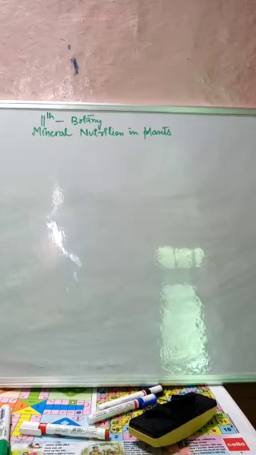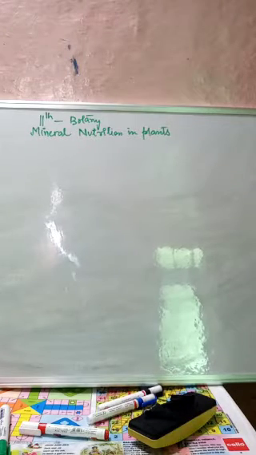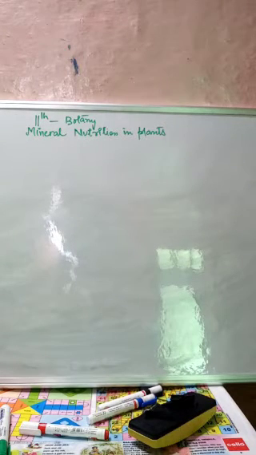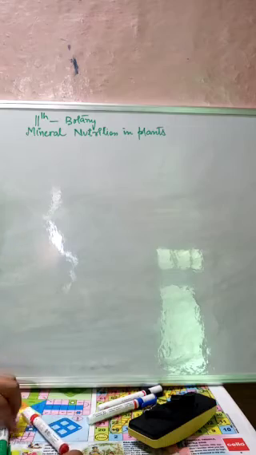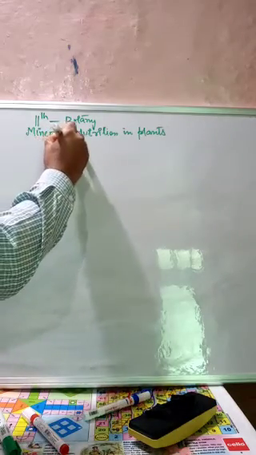In continuation to our topic, mineral nutrition in plants, we were discussing the various macro and micro elements, their role and their deficiency: what their functions are, why they are required, and what the source of those elements is. Today, we are going to discuss two more. The first one is chlorine.